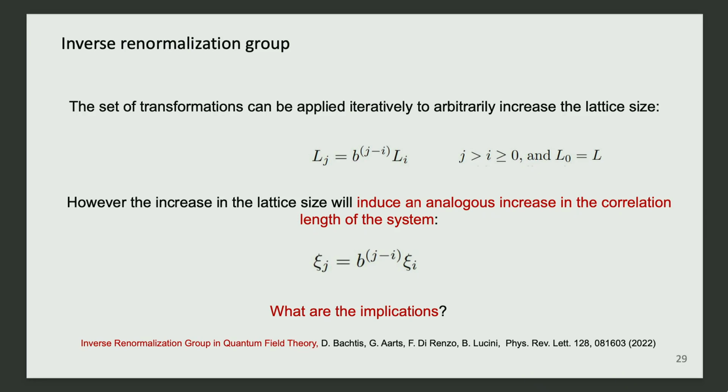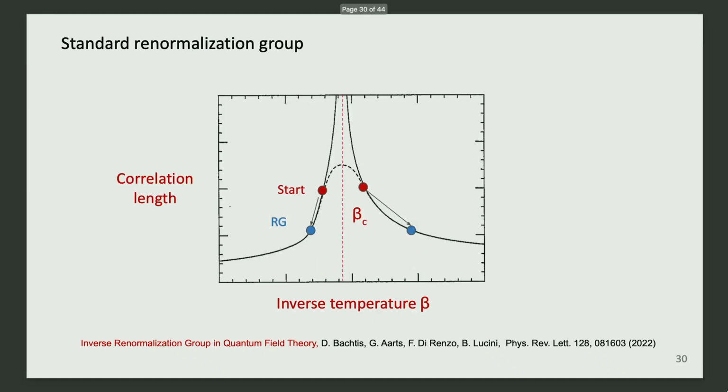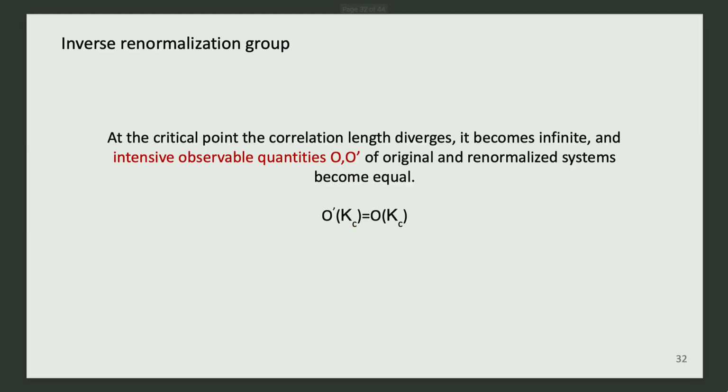And now to be a little bit more practical, we can apply this set of transformations to increase the lattice size based on a rescaling factor of 2. And as I mentioned in the beginning, every time that we change the lattice size, we are also changing the correlation length. So what does it mean to change the correlation length in the case of the inverse renormalization group? Before we were reducing the correlation length, and as a result, we were driving the system far from the critical fixed point. And now, by increasing the correlation length, we will be driving the system closer to the critical fixed point. And we know from the theory of phase transitions and the theory of the renormalization group that at the critical point, the correlation length diverges.